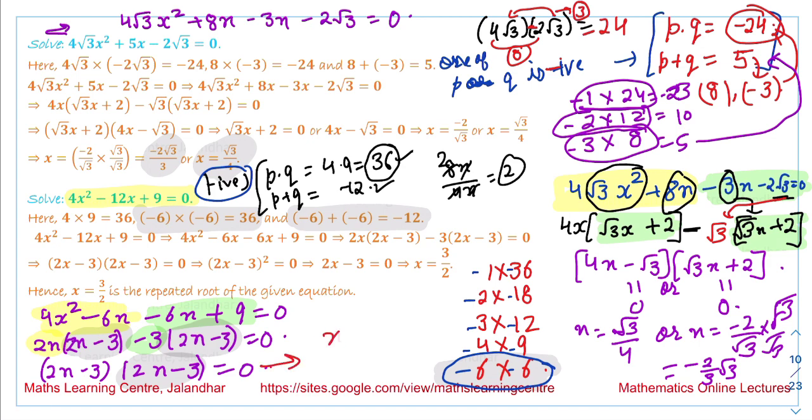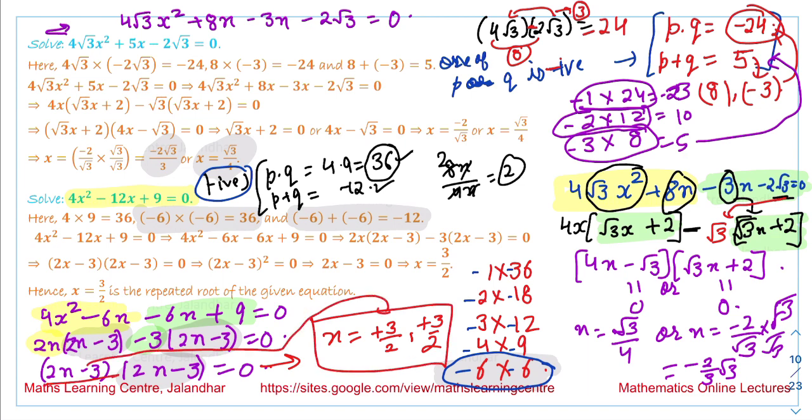And this gives us x is equal to plus 3 by 2 and plus 3 by 2. One 3 by 2 you are getting from this, and one 3 by 2 you are getting from this. So for these kinds of equations we say that x is equal to 3 by 2 is the repeated root of the given equation. It is important that both the roots are 3 by 2.